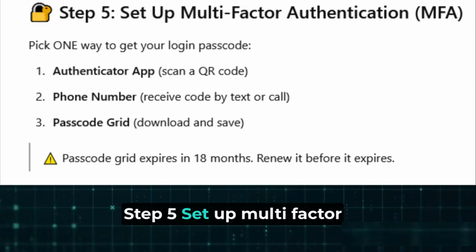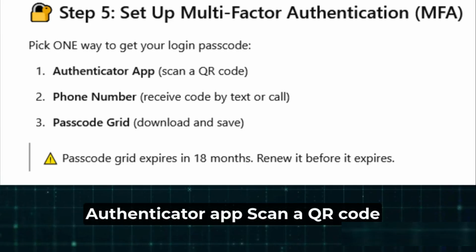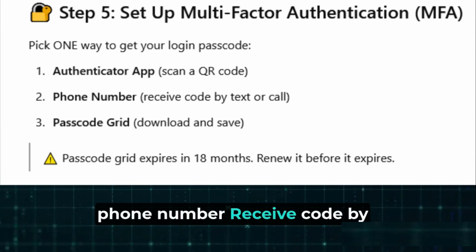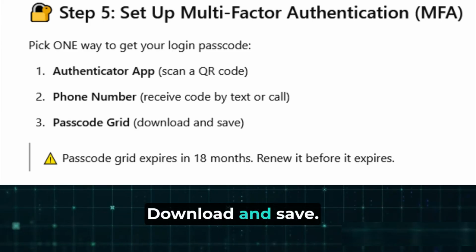Step 5, set up multi-factor authentication, MFA. Pick one way to get your login passcode. Authenticator app, scan a QR code. Phone number, receive code by text or call. Passcode grid, download and save.